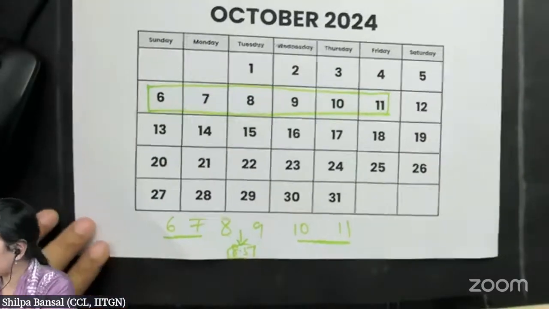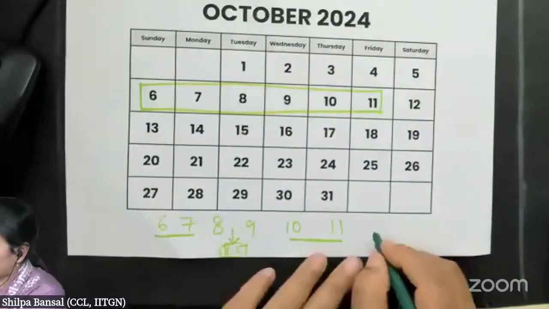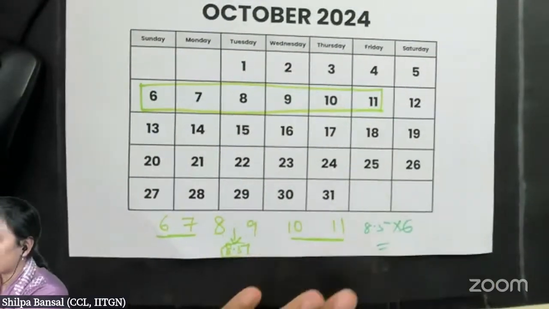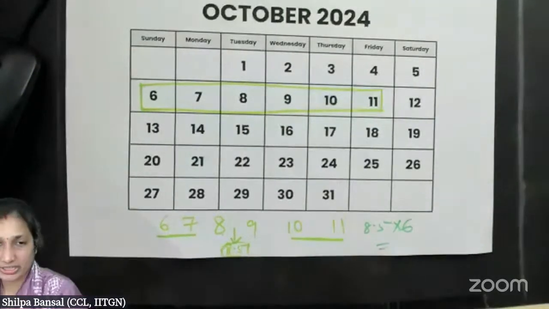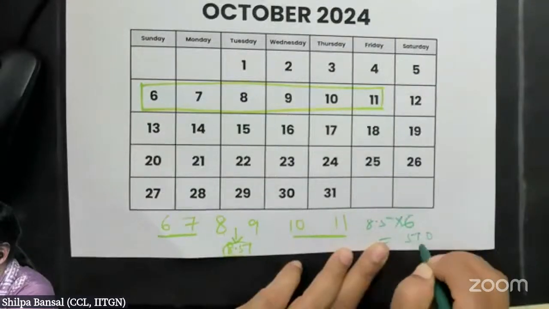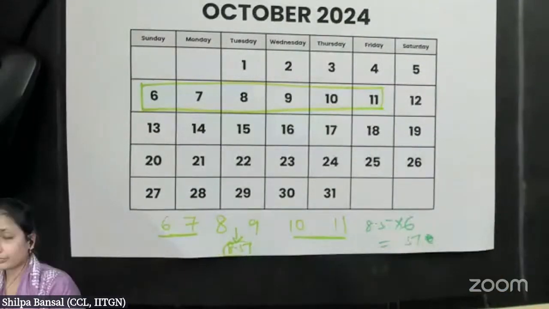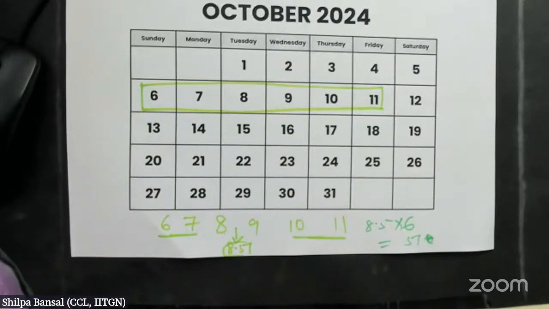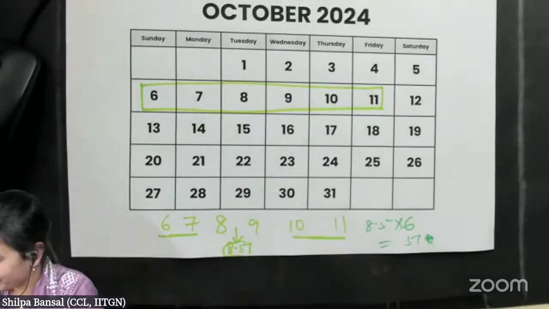So what you will do? Again, our formula 8.5 times 6 numbers are there. So answer what you will get? It will be the total. Okay. So 30. So 0, 3, 48, 51. So total will be 51. So you can do this one, or there is an important, very cool thing about this one.